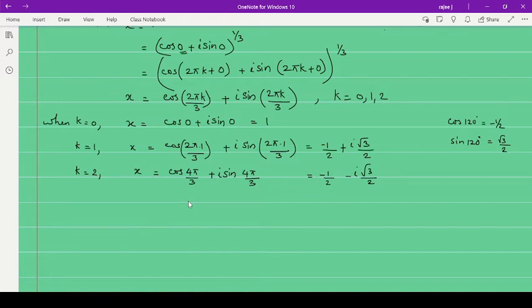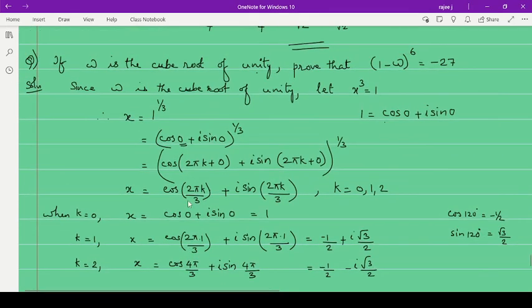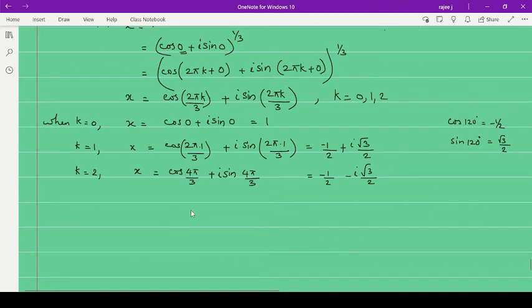Cos 240 also gives minus half. Similarly you will get sin 4 pi by 3 like this. Now after getting this, it is given that omega is the cube root of unity. So what I am going to do is just assume this as omega.